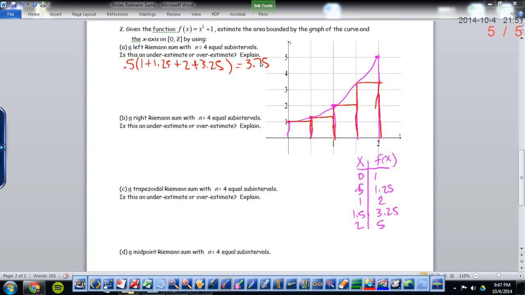And there are no units on this, so they didn't give you any units, so you're not required to put units. If you wanted to put units squared, you could, but you don't have to. All right, and then is this an underestimate or an overestimate, and explain your answer. So obviously this is an underestimate because those rectangles fall below the curve, but that's not good enough reasoning on the AP exam. It's an underestimate because f of x is increasing.